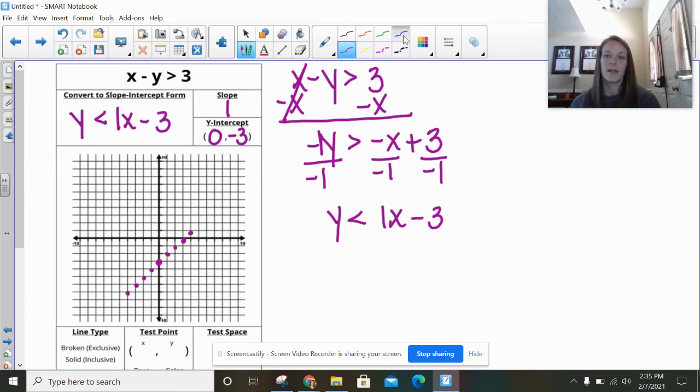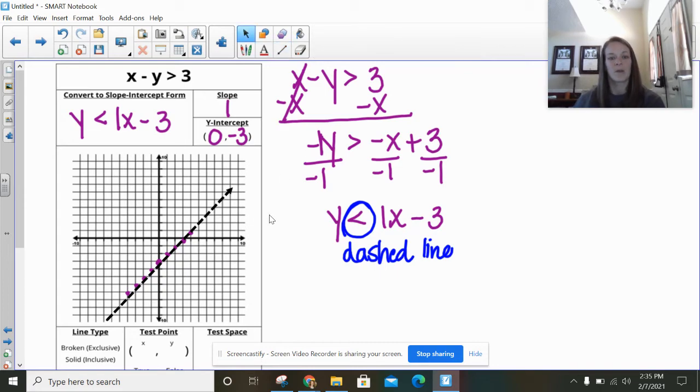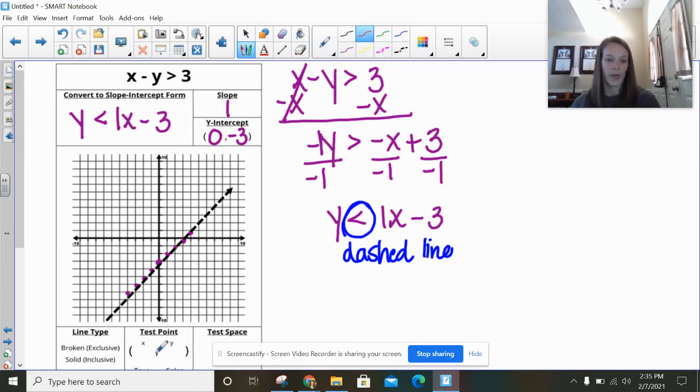All right, next thing I need to do is look at this sign. Okay, this sign means that I will have a dashed line. It does not have the line up under it, so I'm going to have a dashed line here. Okay, and then one last thing to do is to test your point.